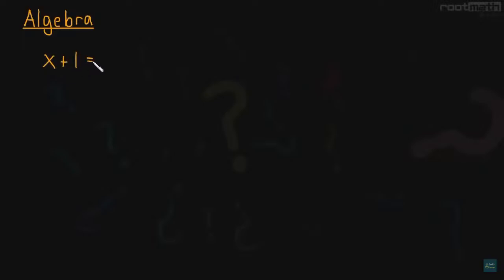So for example, we have something like x plus 1 equals 5. We can think of x as just standing in the place for a number. What number needs to go there? So there's some mystery here. We're on the hunt for the number that goes in place of x.